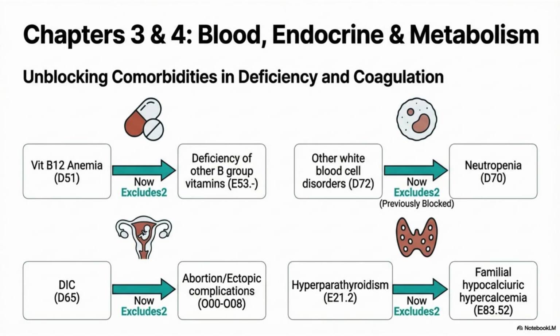Several long-standing exclusions have been lifted. Vitamin B12 anemia, other B group deficiencies, neutropenia, DIC, and certain endocrine disorders can now be coded together when clinically distinct. This unblocks comorbidities that frequently coexist in real-world patients.